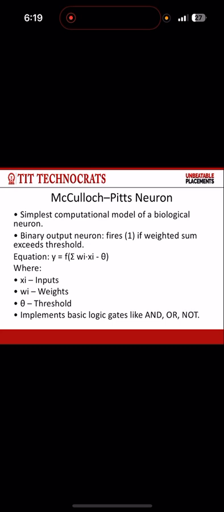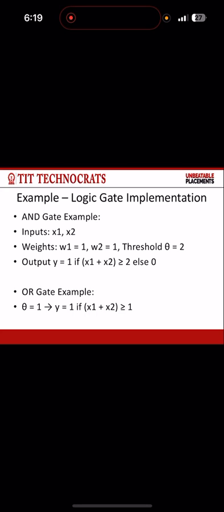And these are basic neurons. The MP neuron implements basic logic gates like AND, OR, and NOT. So this is an example of logic gates implementation using the MP neuron.